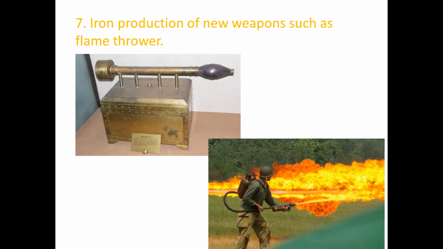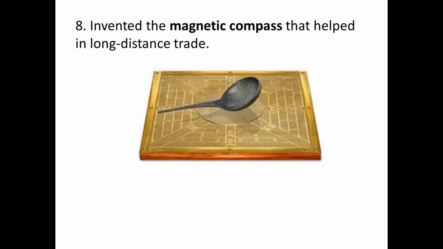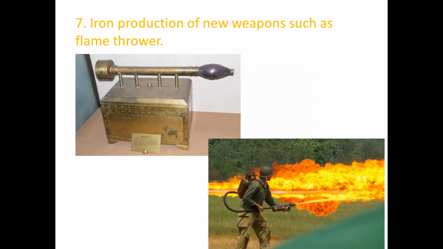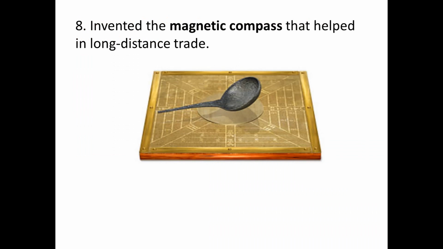Number seven, they created a new weapon, which is called the flamethrower. At that time, the first picture was the shape of the flamethrower in China, but later it became like this in our days. And because they had the gunpowder, they were the only people who knew how to use it.